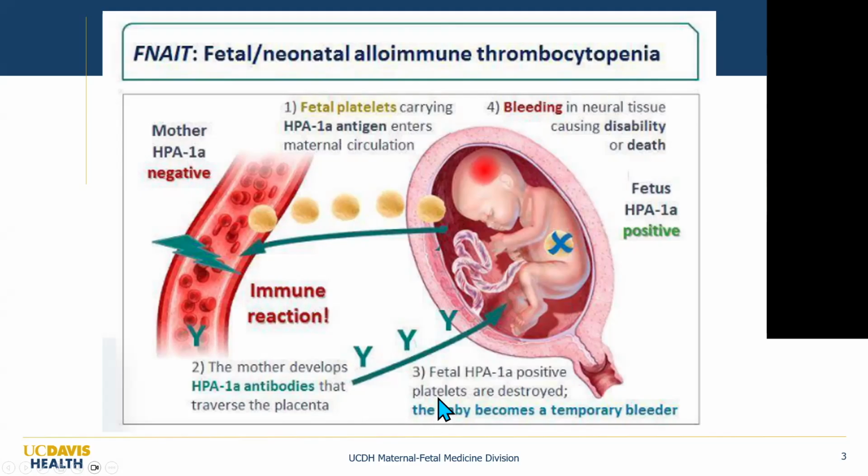And if the baby is positive for the HPA-1A, essentially then those platelets are going to be targeted. And they usually target mature platelets rather than precursor platelets. And then that would cause some bleeding, especially in the neural tissue of the fetus, only for the reason that the neural circulation is the most fragile in the fetus at this time.